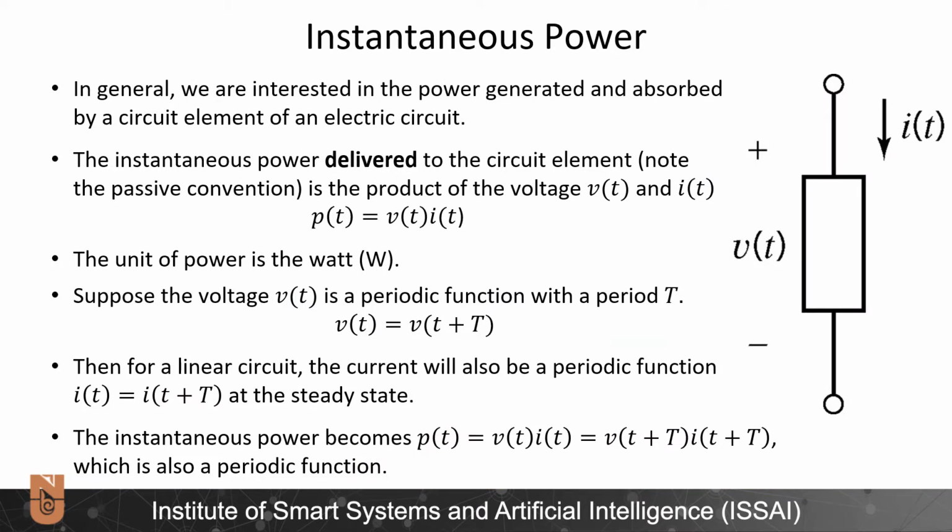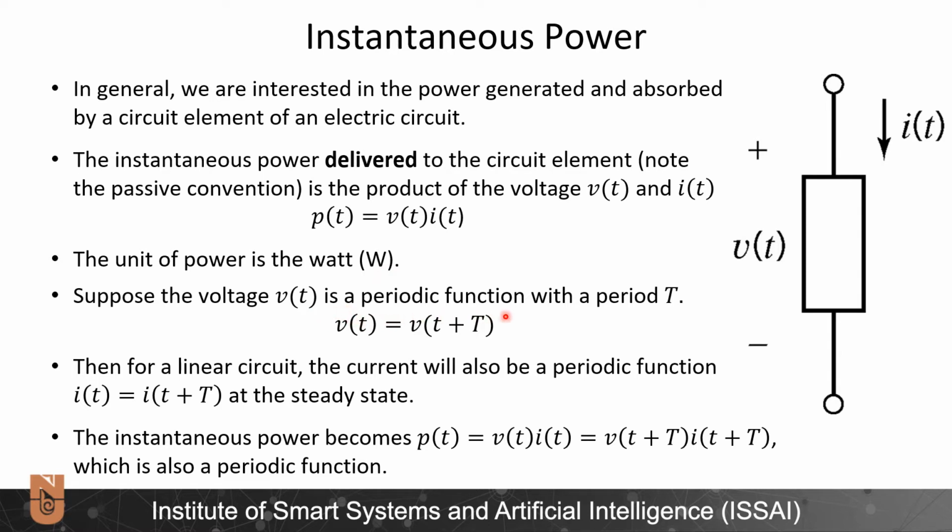In general, we are interested in the power generated and absorbed by a circuit element of an electrical circuit. The instantaneous power delivered to a circuit element, according to the passive convention, is the product of voltage and current. So in other words, p is equal to v times i. The unit of power is watts.